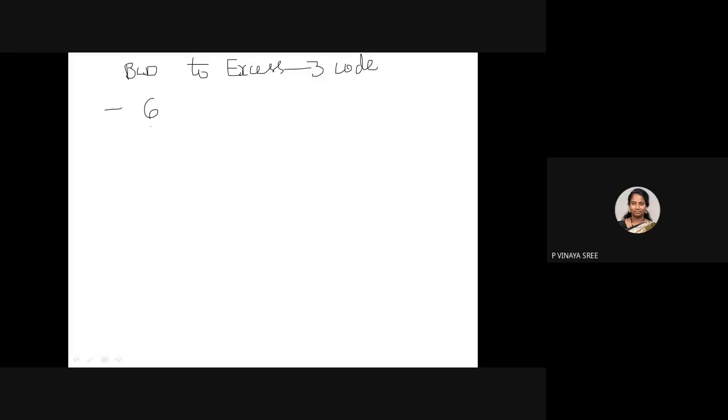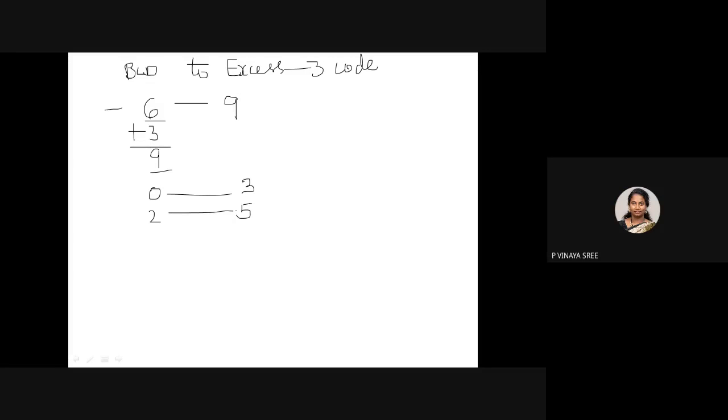6 plus 3. If you go for 6 plus 3, what will you get? 9. So the 6 representation in BCD, if you want to represent in XS3 code, it is 9. Similarly, if it is 0, the XS3 code will be 3. Similarly, if it is 2, the XS3 code will be 2 plus 3, it is 5. So this is your XS3 code.